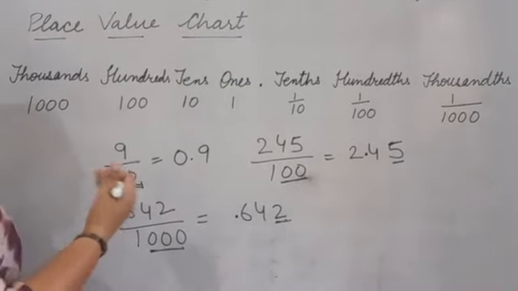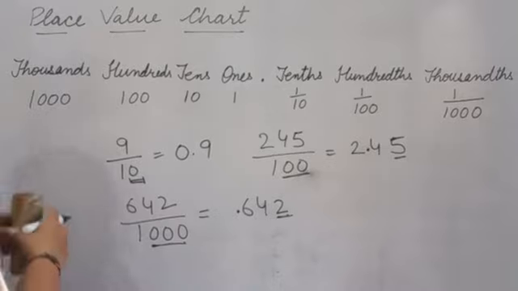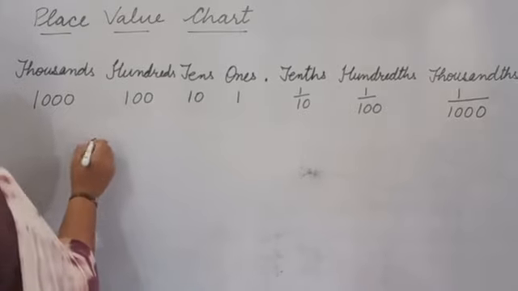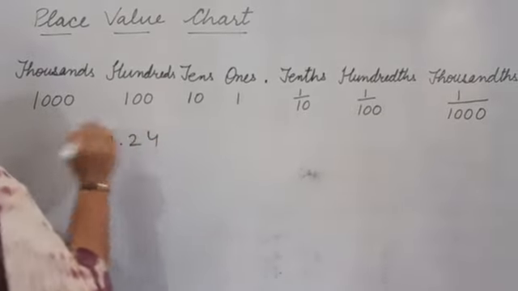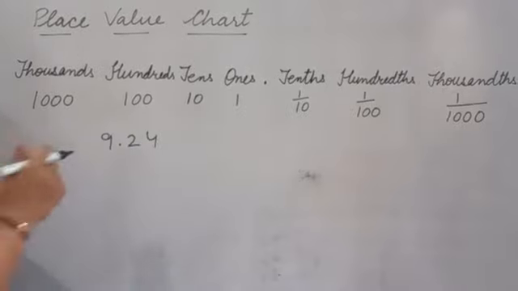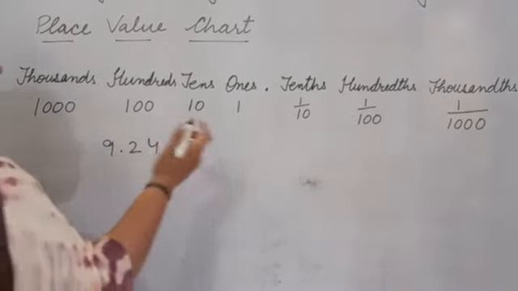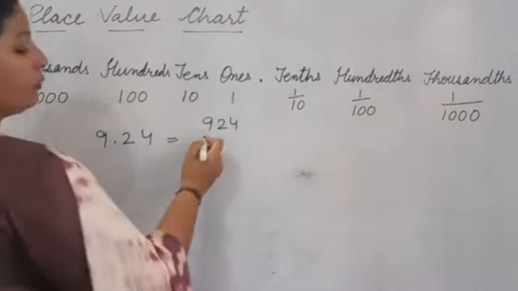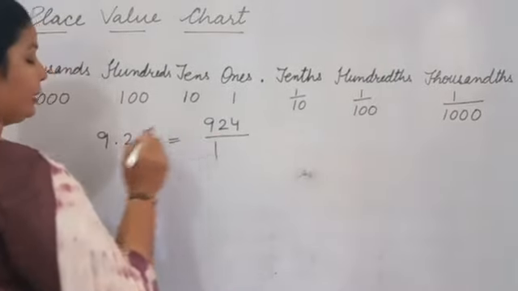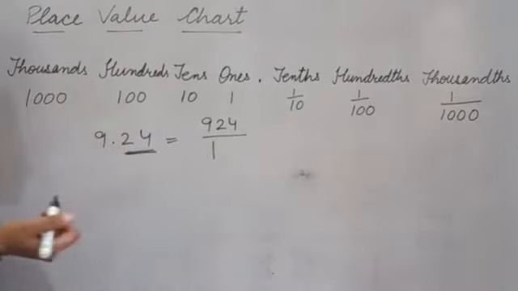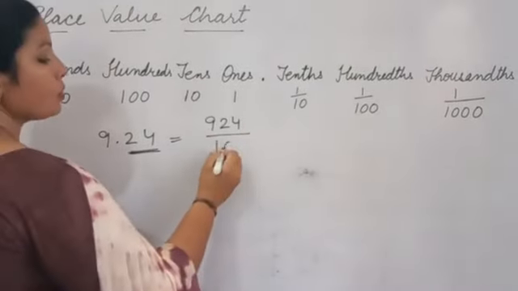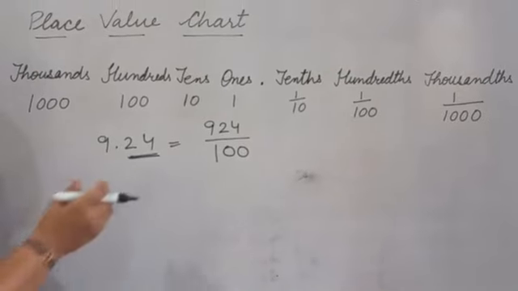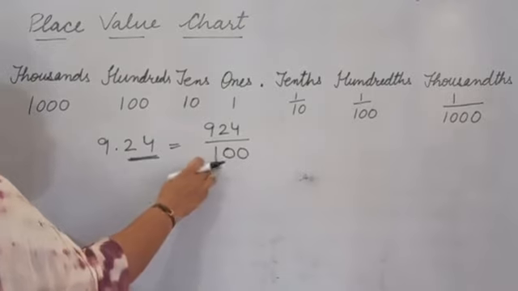And if you have a decimal, then how will you convert it into a fraction? Suppose you have 9.24. How will you convert it into a fraction? First of all, whatever number is given here, we write it as it is, 924. Now at the place of the decimal we take 1, and after that we take as many zeros as there are digits after the decimal. So 0, 0. It becomes 924/100, because there are 2 decimal places, so in the denominator we take 100.